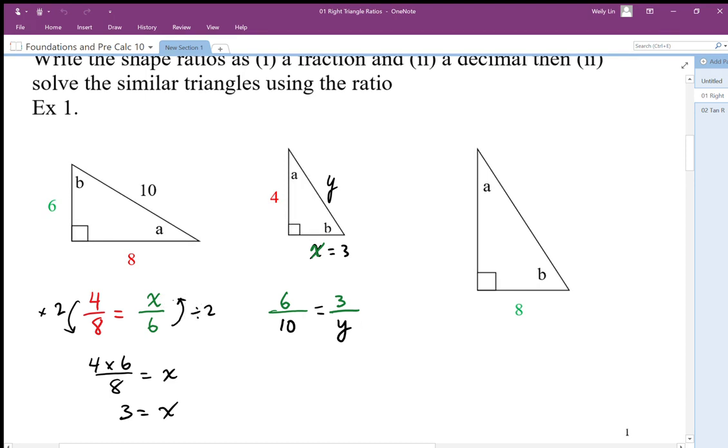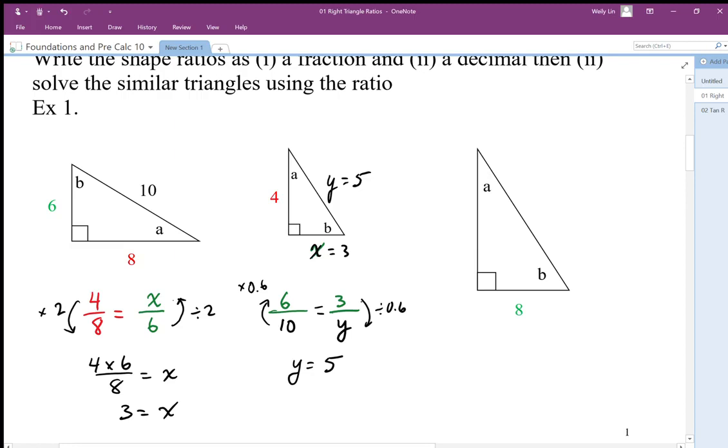But I'm doing it slightly differently, and I'm going to find my multiplying factor this way. From here to here is going to be times by 0.6, so then I'm going to divide by 0.6 to solve for Y. So Y is equal to 3 divided by 0.6, which works out to be 5. And if we use our scale factor, this triangle is half the size of this one here, so that hypotenuse should be half the length, which is 5.